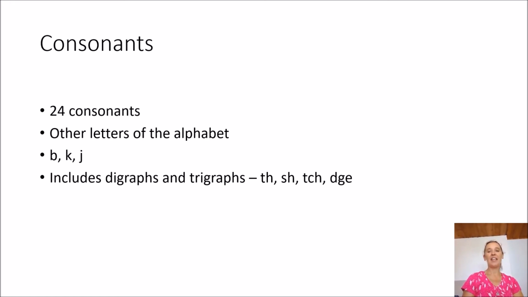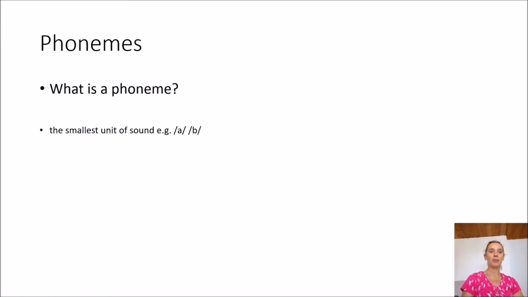So the consonants, there's 24 consonants. They're the other letters of the alphabet that aren't the vowels. So B, K, J. But it also includes some where we've put some together to get from 26 letters to 44 sounds. So we've got like TH saying the Z sound. We've got Sh, Ch, J as other options.